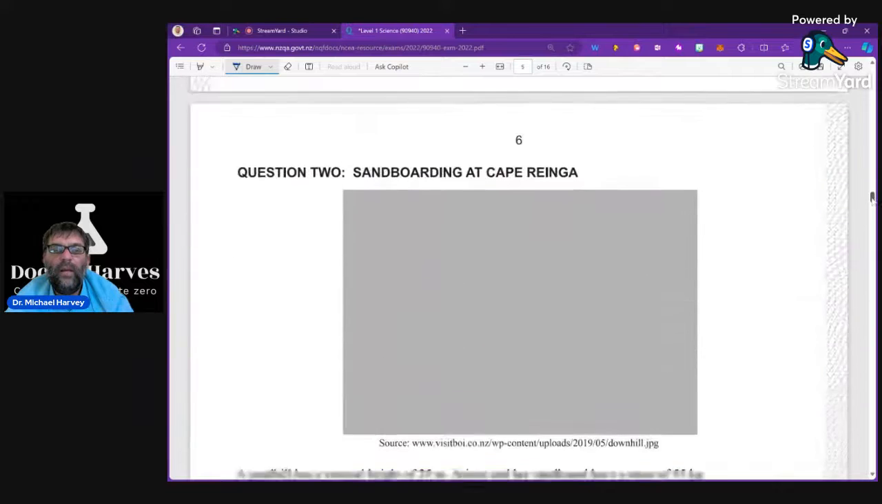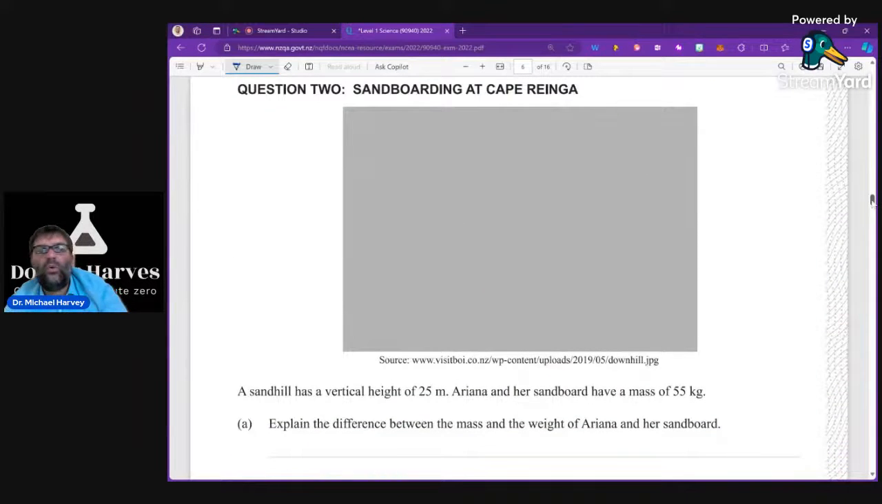And then we have question 2. Okay, so question 1 was about motion and using velocity acceleration graphs, speed time graphs, ideas around that. Velocity, essentially, of course, you may have learnt, is basically speed with direction. Right, so question 2 is about sandboarding in the Cape, or Cape Reinga, and due to copyright, there's no pictures there.